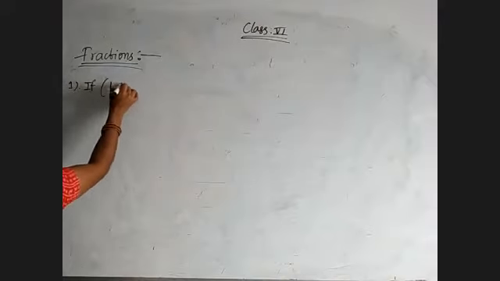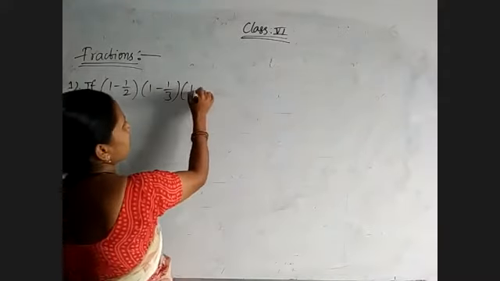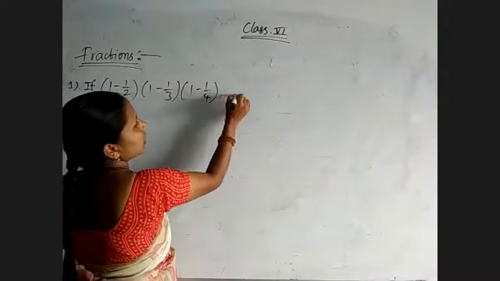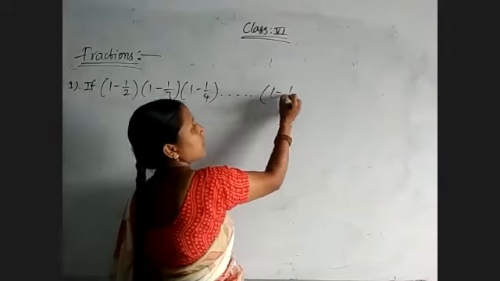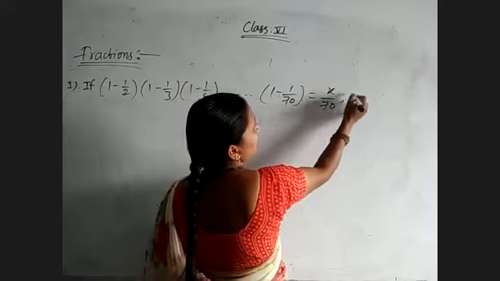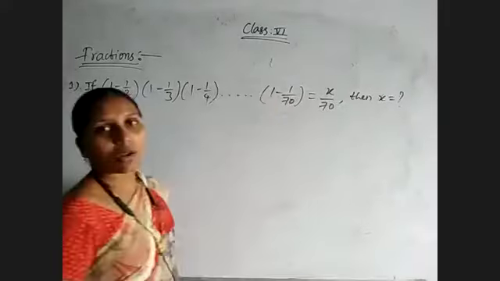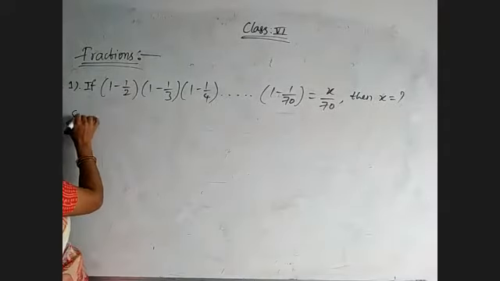If (1 minus 1 by 2) into (1 minus 1 by 3) into (1 minus 1 by 4) into dash dash dash (1 minus 1 by 70) is equal to x by 70, then x is equal to what? So just observe this problem carefully.